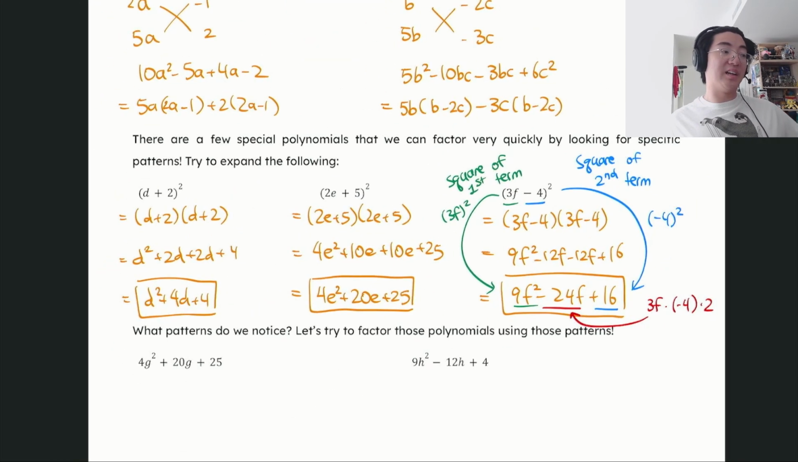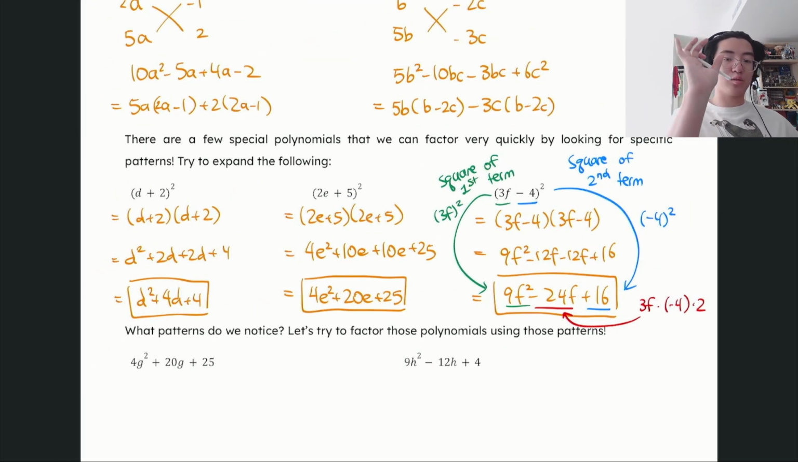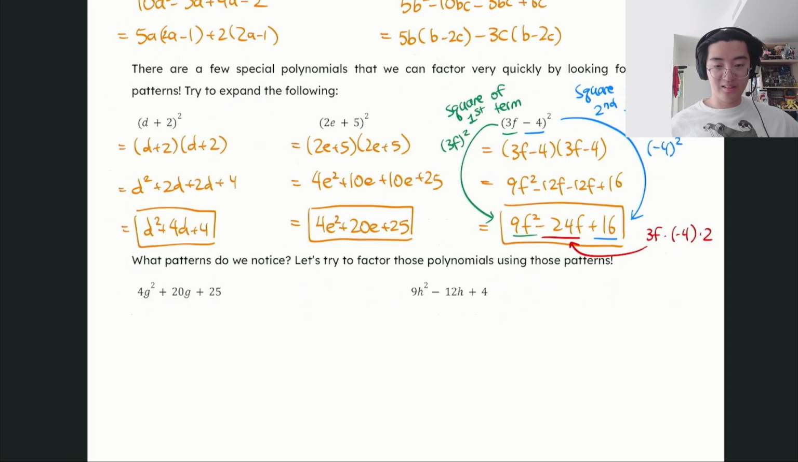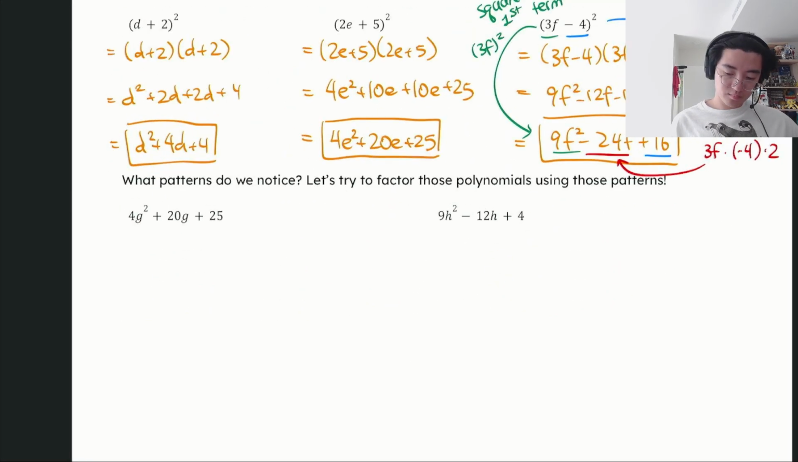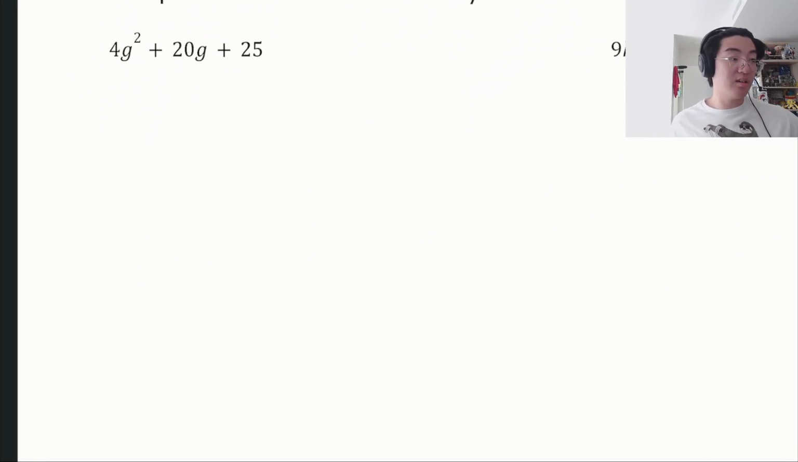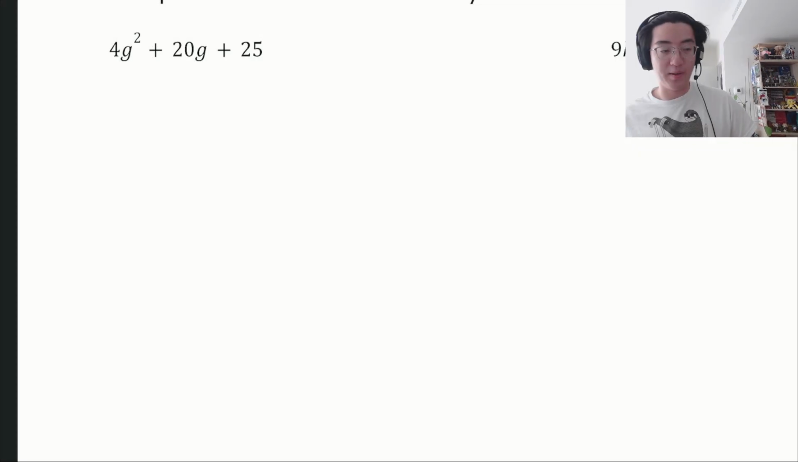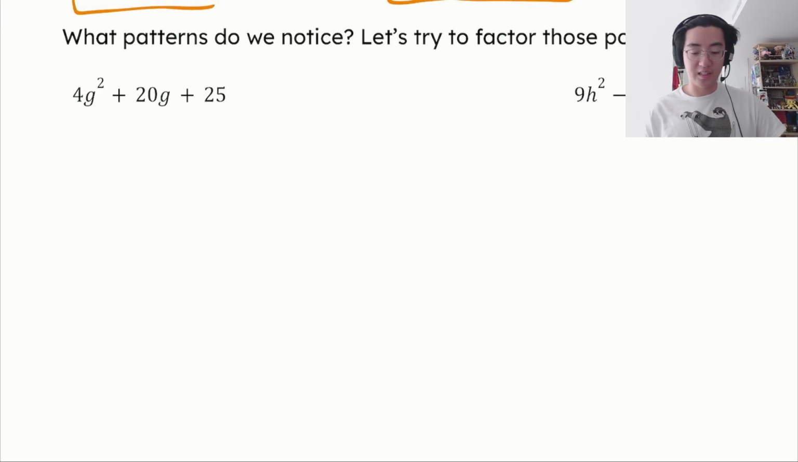Alright, so we notice the pattern here. Whenever we have just a bracket by itself squared, that will always be the pattern. Okay, so which means that we don't have to do the decomp or any of the methods anymore, because we notice here that we can check, right?